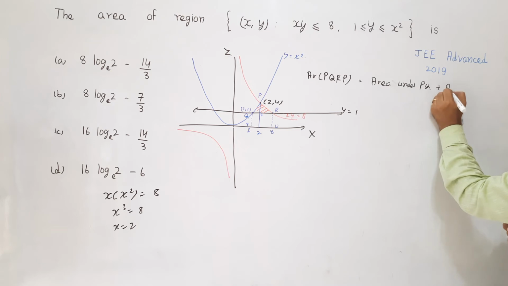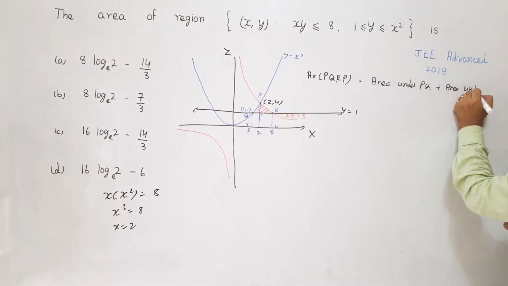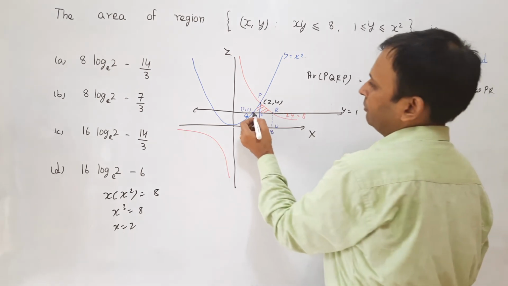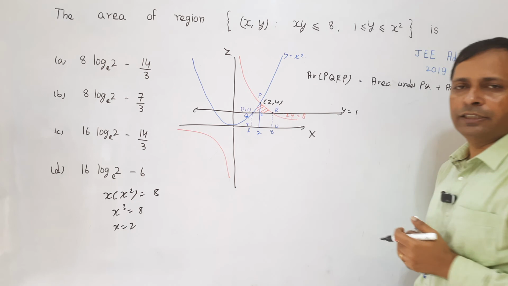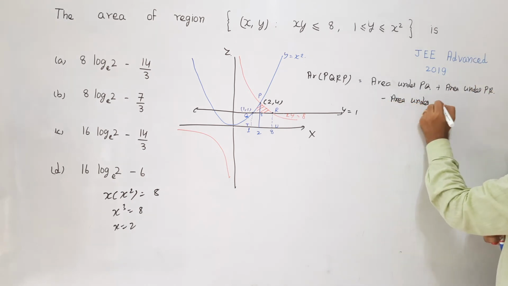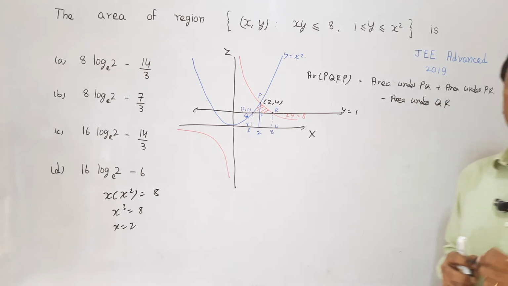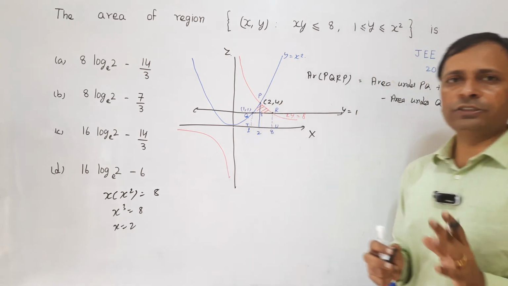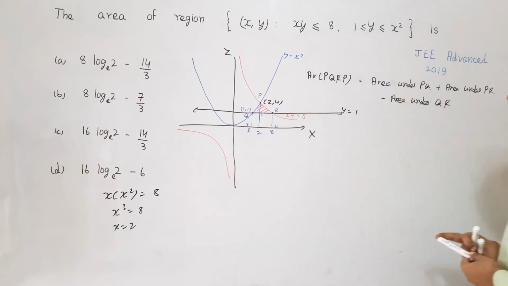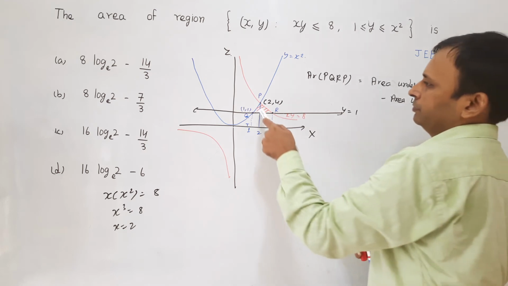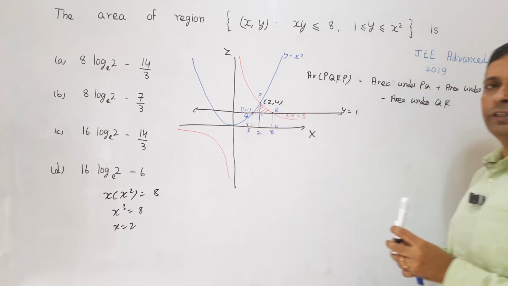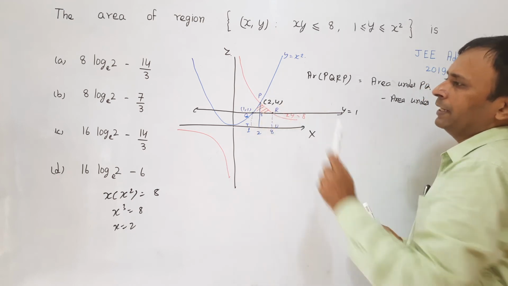So plus area under PR, and then we will find out this region minus area under QR. This would be the required shaded region. So how will I go about it? Let's see. Here, if I have to find out area under PQ, how will I find it? It is the region of the parabola.